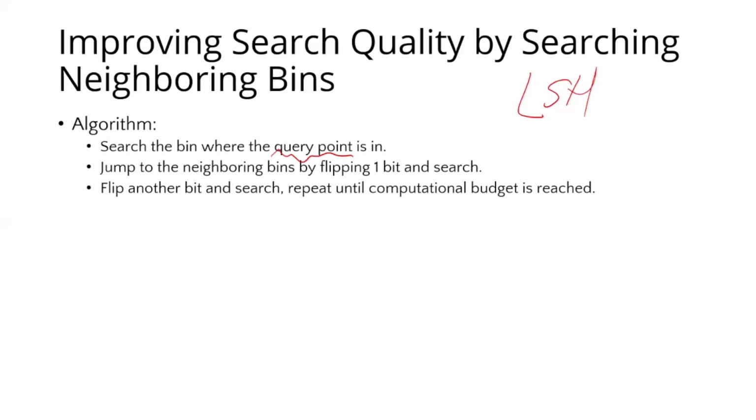If you want an approximate neighbor, you can just terminate the algorithm and move on. But if you want an exact nearest neighbor, then you do bit flipping, jump to the neighboring buckets, and do an exhaustive search within each bucket, until you consume all the computational budget that you allocated for the nearest neighbor search, seeking the closest neighbor. And that's basically how the nearest neighbor search algorithm is implemented based on LSH. Okay.